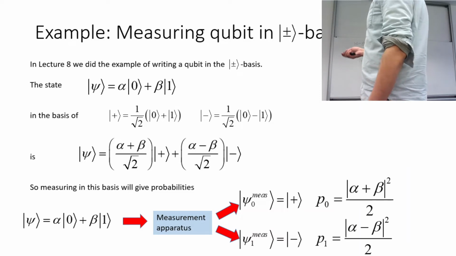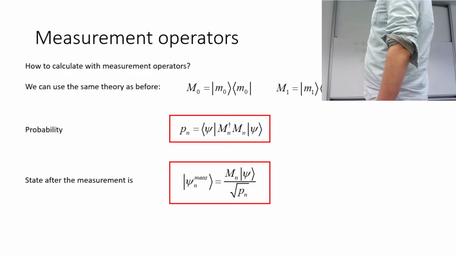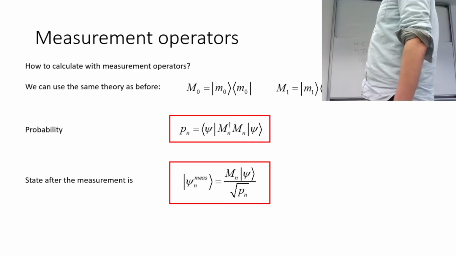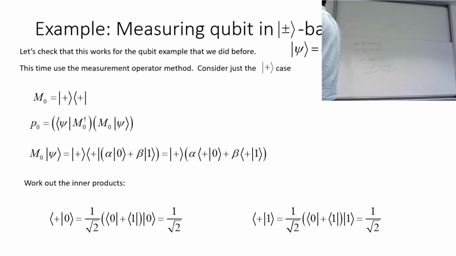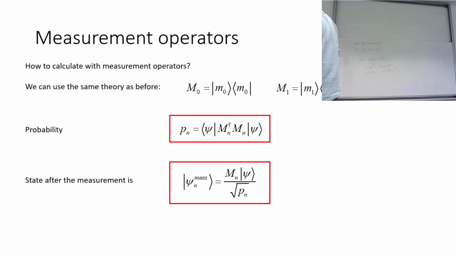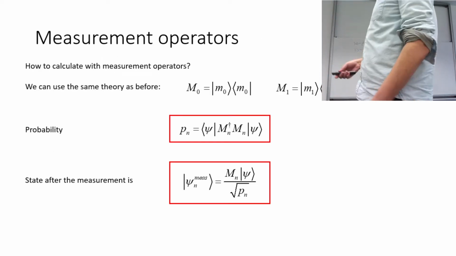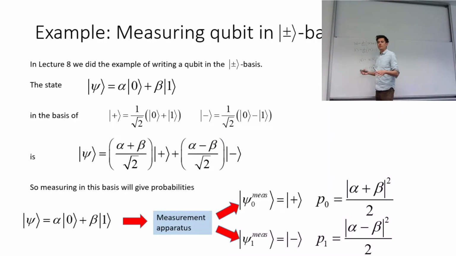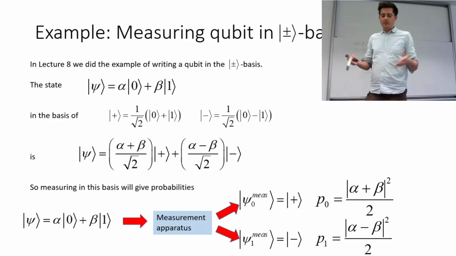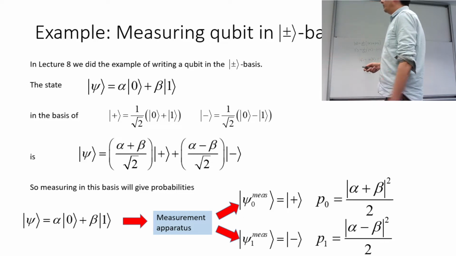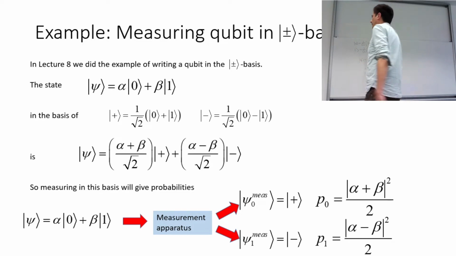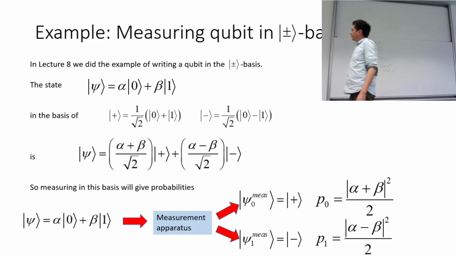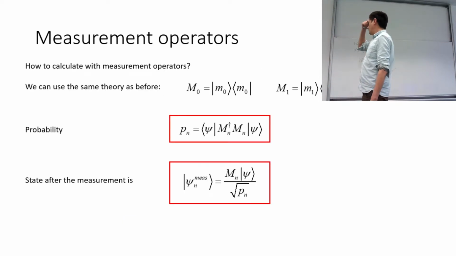Okay, so I think what we will now do is to basically just repeat this calculation here, but do it in the measurement operator formalism. Okay, so basically we should get all the same results, but just in a slightly different way of getting the same answer. So the framework is still entirely the same.